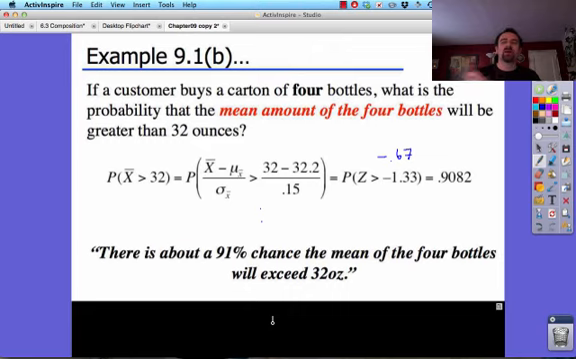So bottle to bottle, we expect there's about a 75% chance that a particular bottle will be overfilled, but there's about a 91% chance that the average of 4 bottles will be overfilled. That's the idea of a sampling distribution. Not comparing bottle to bottle, but 4-pack to 4-pack.